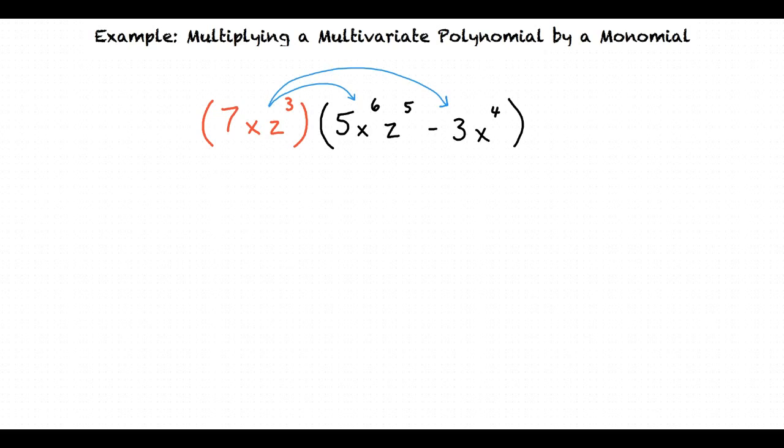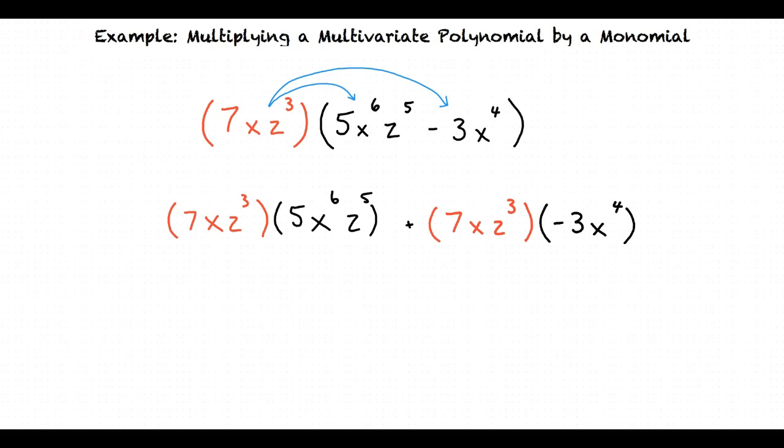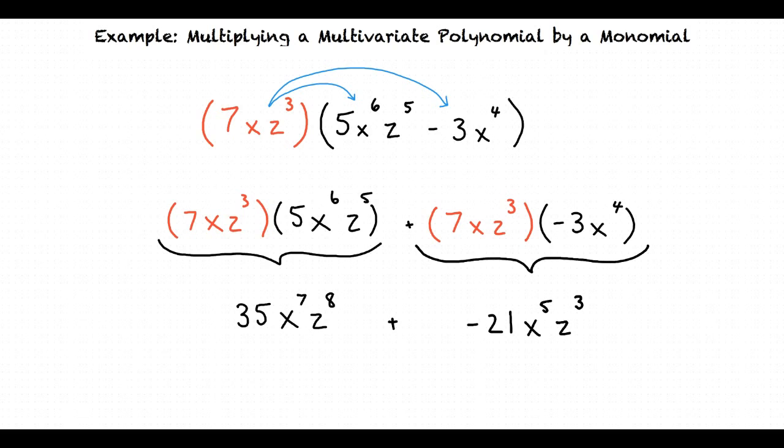Our expression becomes the quantity 7x z to the third times the quantity 5x to the sixth z to the fifth plus the quantity 7x z to the third times the quantity negative 3x to the fourth. Next, we simplify each term of the polynomial. The result after simplifying our first term is 35x to the seventh z to the eighth, and the result after simplifying our second term is negative 21x to the fifth z to the third.